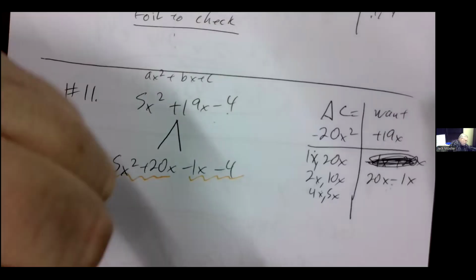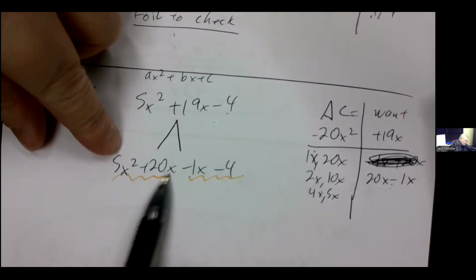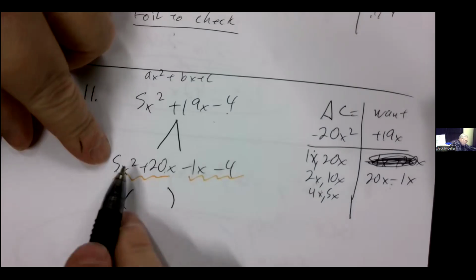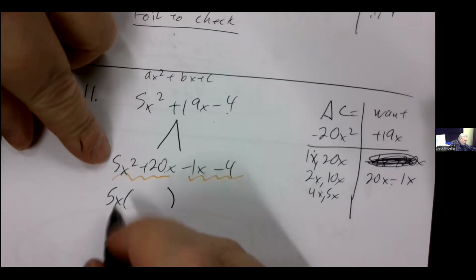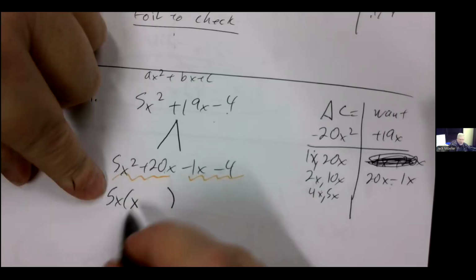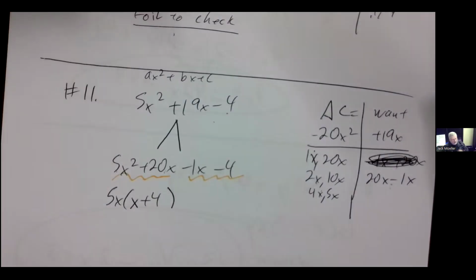GCF in the first two, 5 and an x. If we divide both of those by 5x, well, 5x squared divided by 5x, it's just 1x. And then 20 divided by 5 is 4. And then x is canceled. Now here's where you have to be careful. What's the GCF in the last two? Well, if you're looking at it and thinking none, remember, we always have to have a GCF. So there is a GCF of 1.